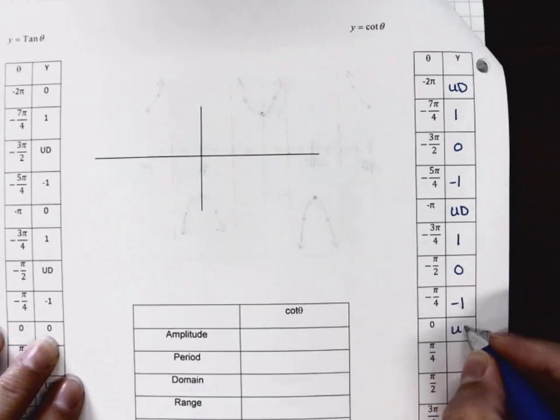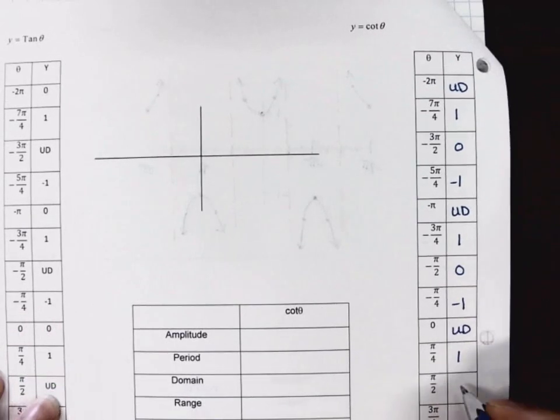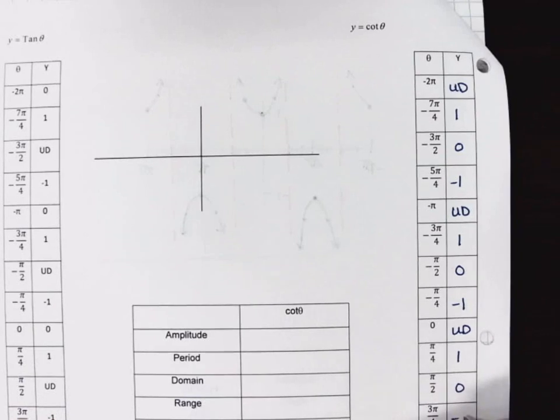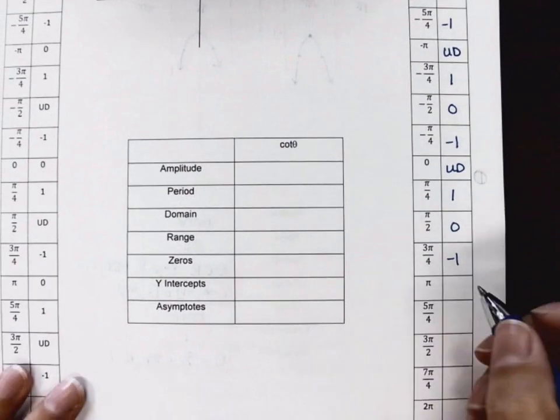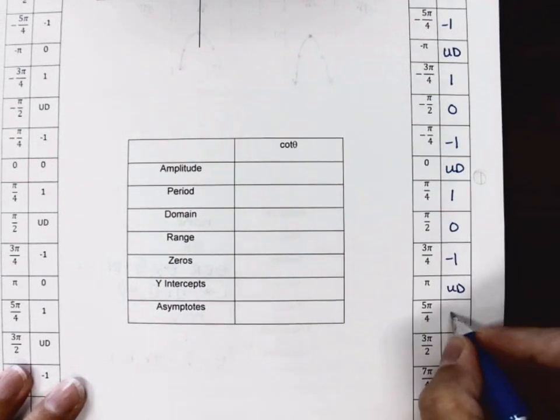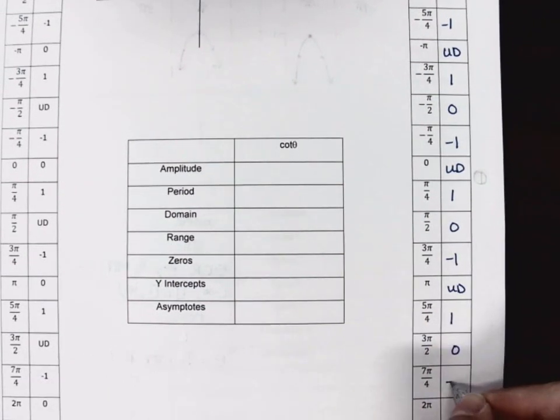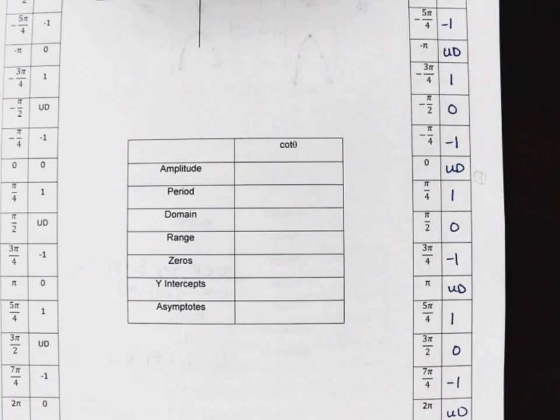0 was at 0, so that's undefined. 1, 0, -1. I think I'm going off the page here. Undefined, 1, 0, -1, undefined.